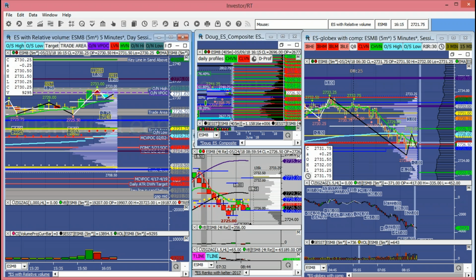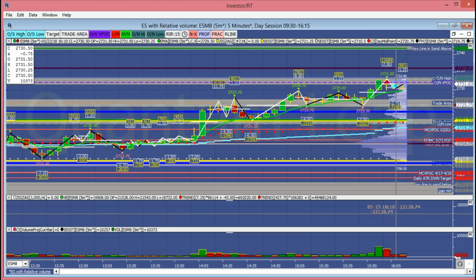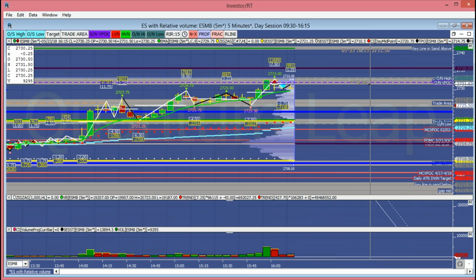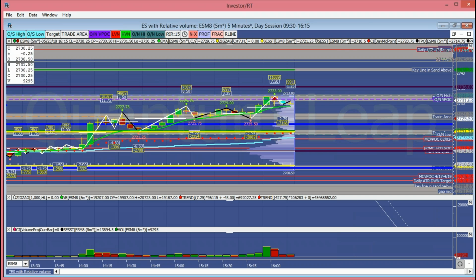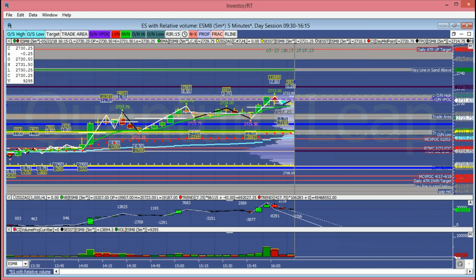So in terms of hypotheses, I'm going to tell you right now, we could end up with a balancing day in a tight range, but basically I think that the upside is going to be where we want to be trading towards. So what I'm looking for is an open auction in range just outside of value.